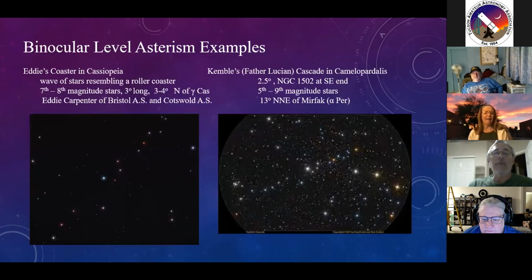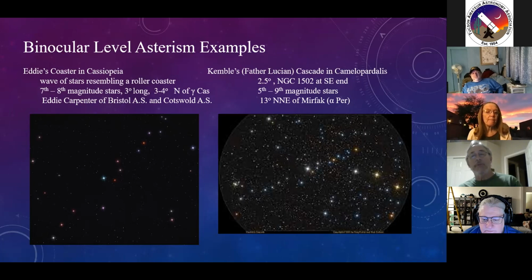Okay, now I think we're moving into the binocular asterisms. Here I have some photos that I took off the web. These are kind of interesting. One is called Eddie's Coaster, and this is in Cassiopeia. It's a wave of stars resembling a roller coaster, and it goes from the top right in the photo down to the lower left. These are all 7th and 8th magnitude stars.